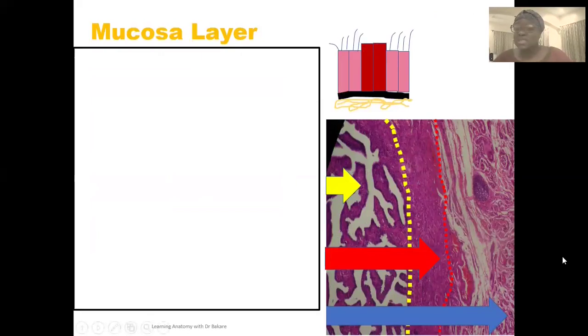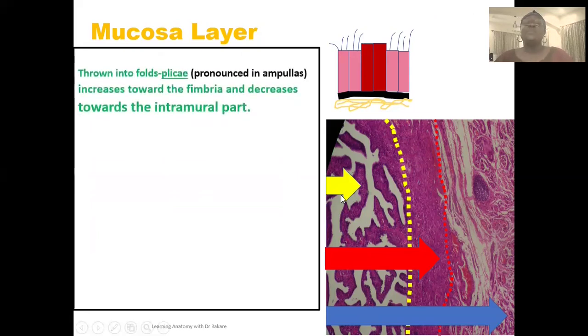The mucosa layer, we say that it is the deepest layer. This is the layer that is arrowed here in yellow. The mucosa layer is thrown into folds. So you see pronounced folds within the mucosa layer of the uterine tube. These folds are referred to as plicae, and they are seen to be more pronounced in the ampulla region.